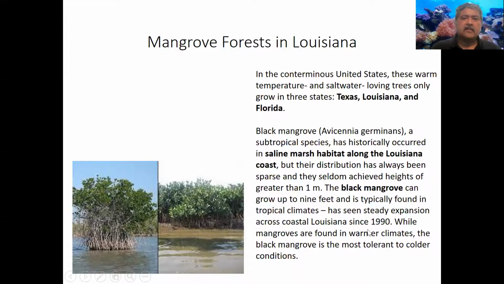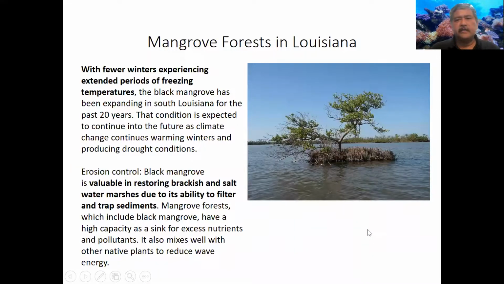Okay, so mangroves, and here's another picture of a mangrove forest in Louisiana. Again, these guys are good at holding the sand and the mud in, and so these guys are useful in bringing the salt marshes back, because they have that ability to trap the sediments.